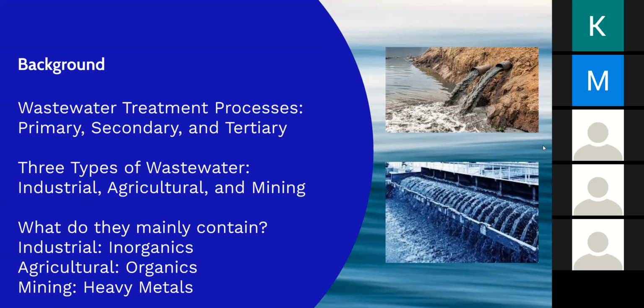And we have three different types of wastewater. We have the industrial, and it's mainly containing inorganics and suspended solids. And we have also the agriculture, and it's about organics. And lastly, we have the mining wastewater, which is about heavy metals.